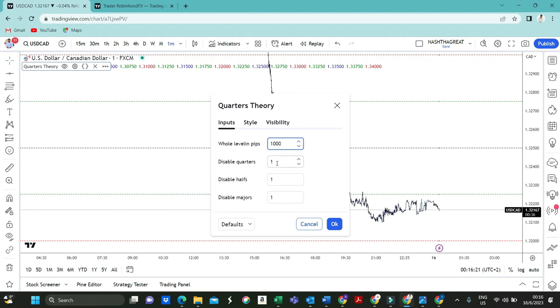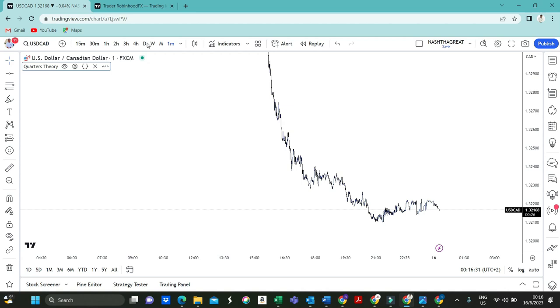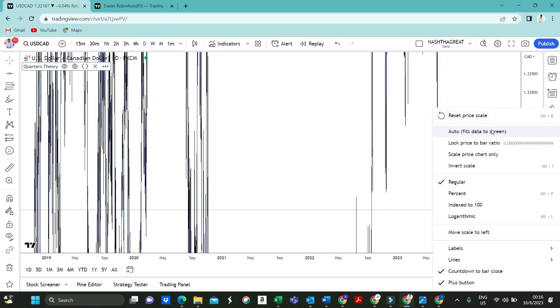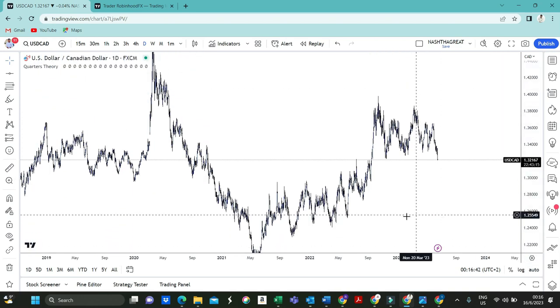Then at times you might want to disable the quarters. You just put a 0 there. You want to disable the halves, you just put a 0 there. You leave the majors like that, right? Why in this state? I'm saying at times you just want to trade those round numbers. You don't want to trade the quarters theorem as a whole. You just want the whole number.